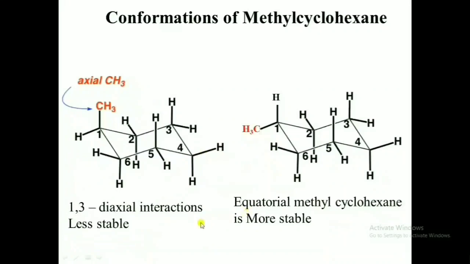So if you compare methyl cyclohexane with the methyl group in axial position and in equatorial position, the conformer where the methyl group is in equatorial position will be more stable than the other conformer, because when the methyl group is in axial position, there is 1,3 diaxial interaction, which makes the molecule less stable. Okay, so this is all about the conformational isomerism in ethane, cyclohexane and methyl cyclohexane.